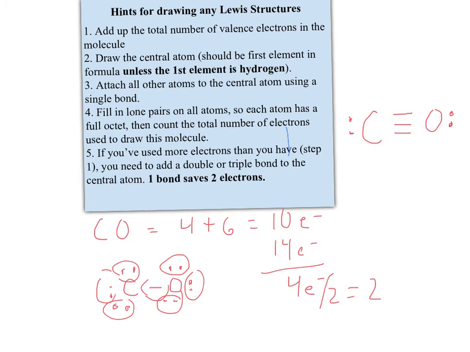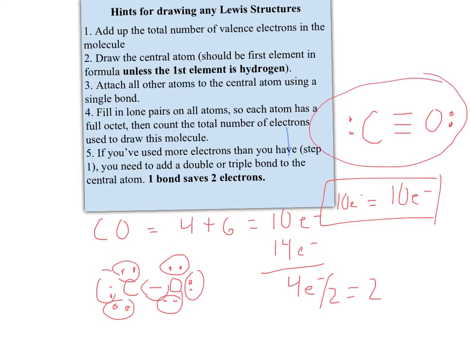Now if I count up, I have 2, 4, 6, 8, 10 electrons total, which matches the 10 electrons I actually have from carbon and oxygen. So this must be a correct diagram for carbon monoxide. And that's quite a bit easier than the method I used originally.